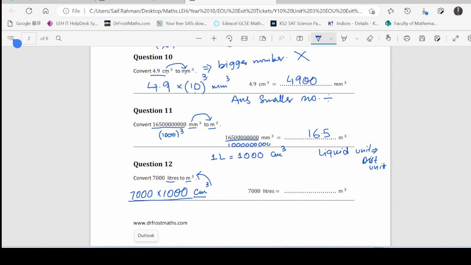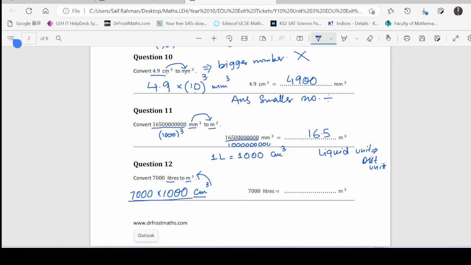So 100 cube means we have 6 zeros, we have to divide this. So now there are 6 zeros in the numerator, and in the denominator also we have got 6 zeros, because 100 cube gives us these many, because 100 times 100 times 100. So these all zeros cancel each other and we are left with 7 meter cube.